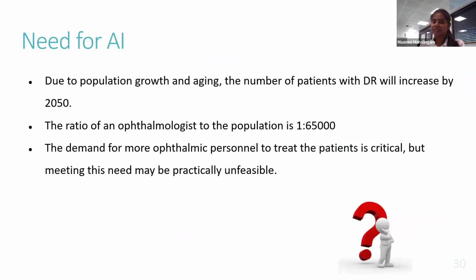Do you still think that there's a need for AI in diabetic retinopathy screening in India? I feel yes, because of the population growth and aging, the number of patients with diabetic retinopathy is going to increase rapidly by 2050, and also the ratio of ophthalmologists to the population in India is very low. It's 1:65,000, thereby making resources unavailable for everyone who deserves eye care, and the demand for more ophthalmic personnel to treat the patients is critical. However, we cannot meet this need because it's practically unfeasible.